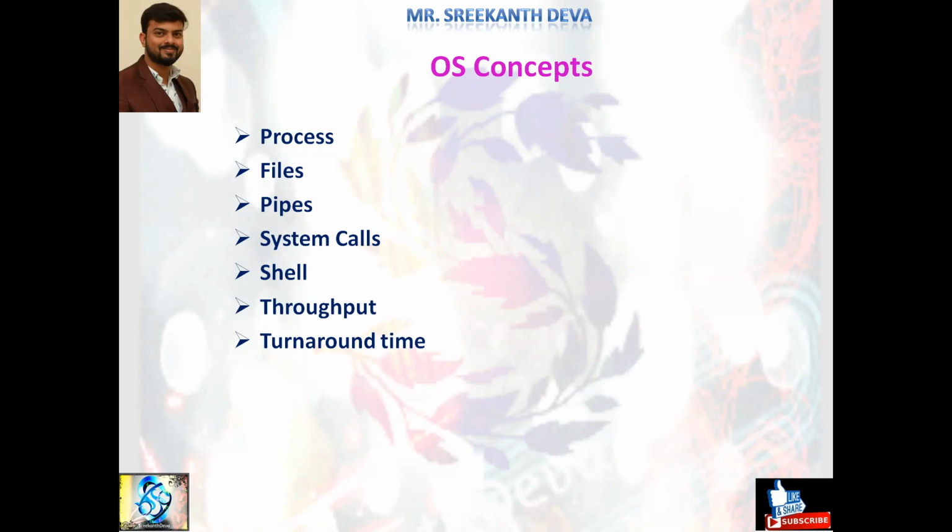Next, throughput. This is a very familiar word used in operating systems. What is throughput? Throughput is the total amount of work performed by the system over a given period of time. More work per unit of time proves the efficiency and usefulness of the operating system. But just remember, throughput is the total amount of work performed by the system over a given period of time. That is called throughput.